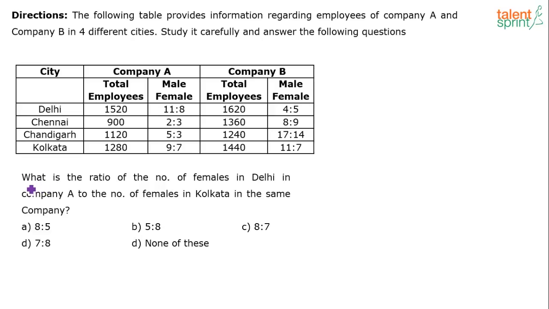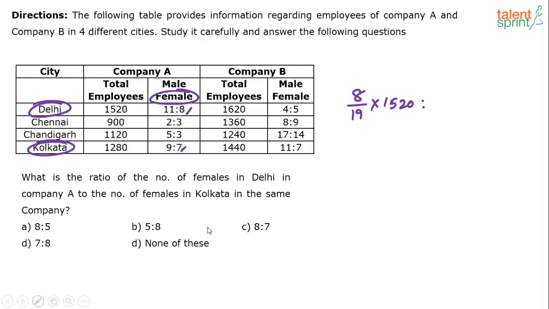So here's the first question. What is the ratio of number of female employees in Delhi in company A to the number of female employees in Kolkata in the same company? So basically we are looking at this and this. Now how many are female employees in Delhi of company A? 8 parts out of total 19 parts. So how do we calculate the ratio? 8 out of 11 plus 8, 19 parts multiplied by total employees 1520.